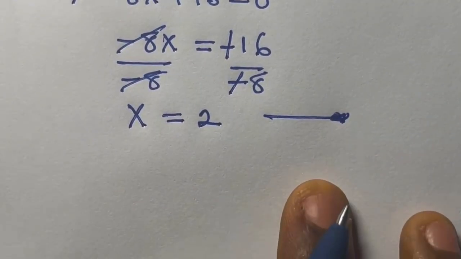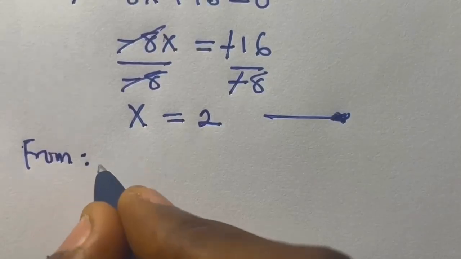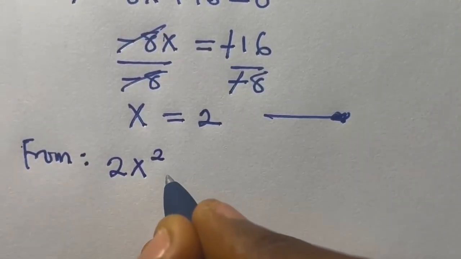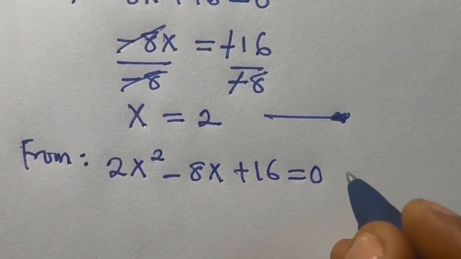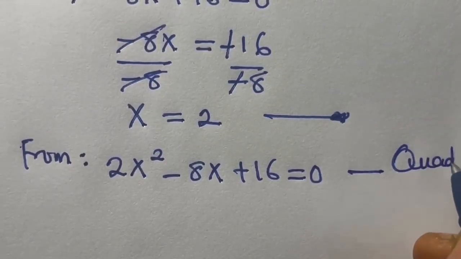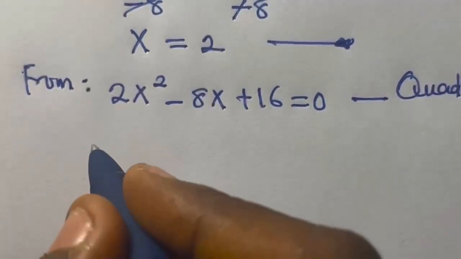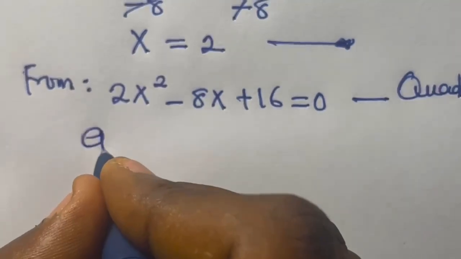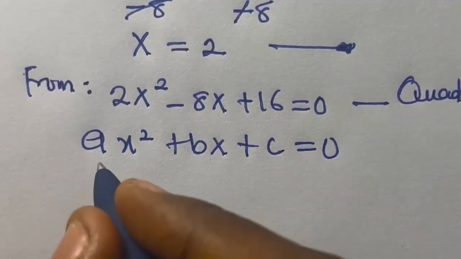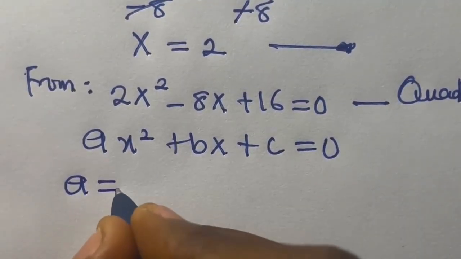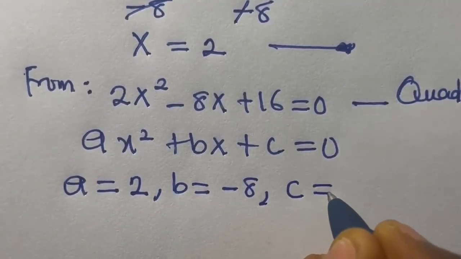Also from our first equation, which is 2x squared minus 8x plus 16 equals 0, you observe that this is a quadratic equation, so we have to solve it quadratically. By comparing it with the general expression of a quadratic equation, ax squared plus bx plus c equals 0, we have our a, the coefficient of x squared, to be 2, b, the coefficient of x, to be minus 8, and our c, which is our constant, equals 16.